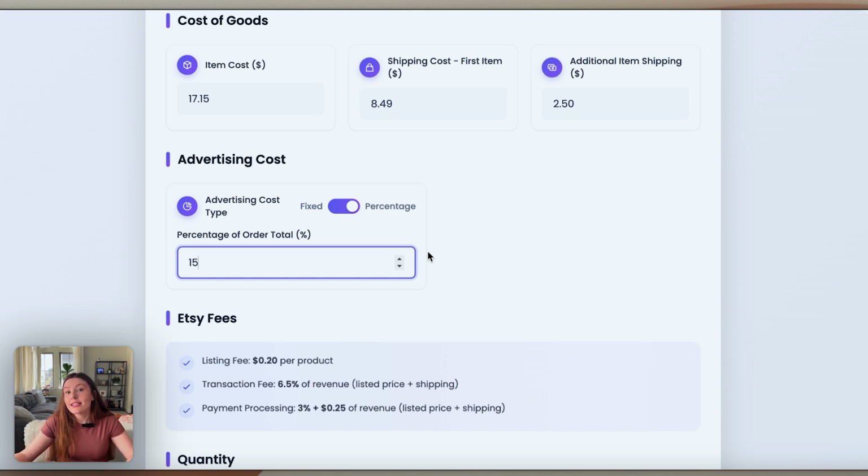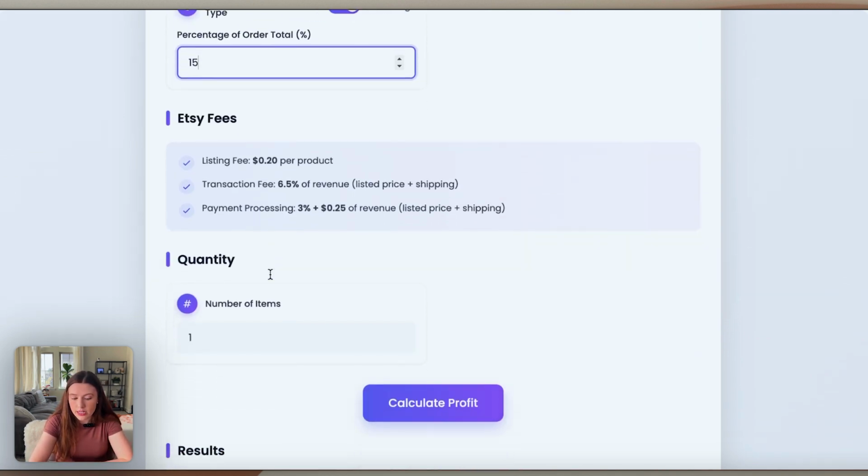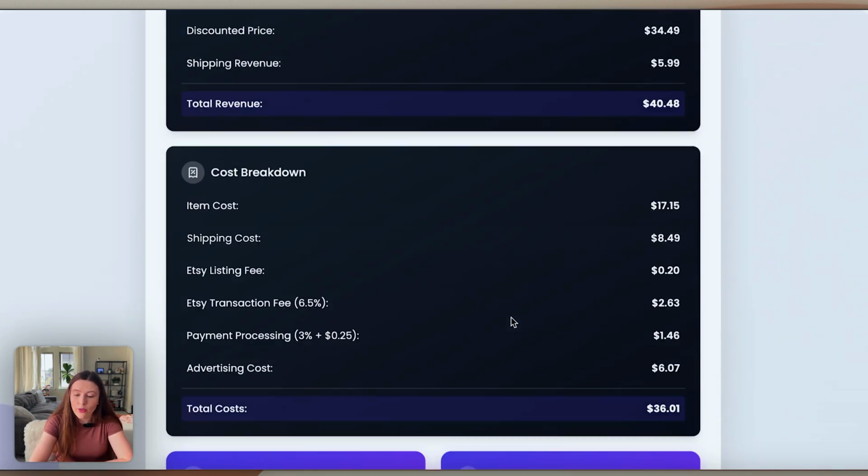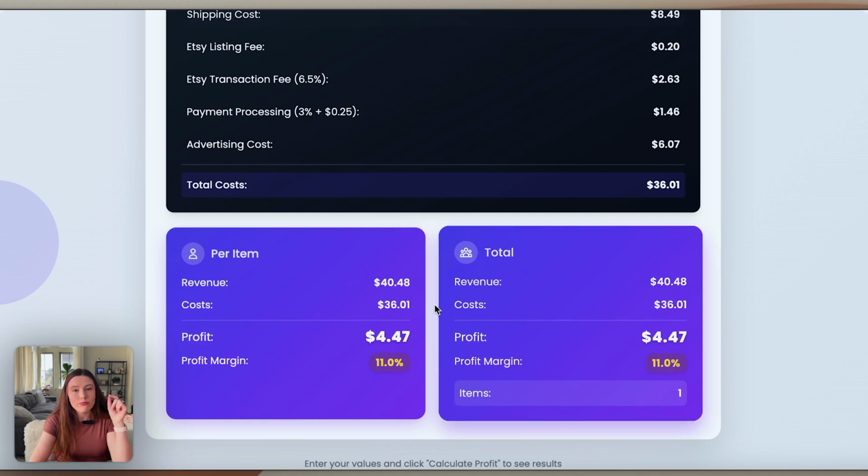If you are doing Etsy ads and there is an off-site ad that takes place that actually causes your product to be sold, that's typically going to be about 15 percentage points of your order. So that's a pretty reasonable understanding here. So I'll just rerun this to see how that changes the profitability. So keep that in mind there.